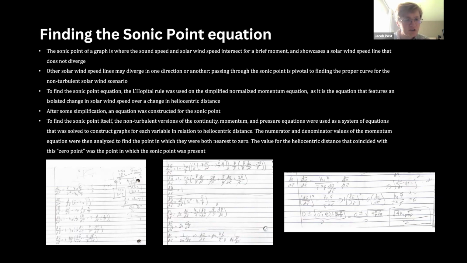So included here at the bottom, I added my process for finding the sonic point equation. What it essentially entails is taking the momentum equation that is normalized from before and performing a L'Hopital's operation on it, which is essentially taking the derivative of both the numerator and denominator of an equation. And so what we'll find is that at the end, we are able to create a quadratic equation. So plugging our values into a quadratic formula, we are able to create a sonic point equation that can be seen at the bottom right of the third picture I've included.